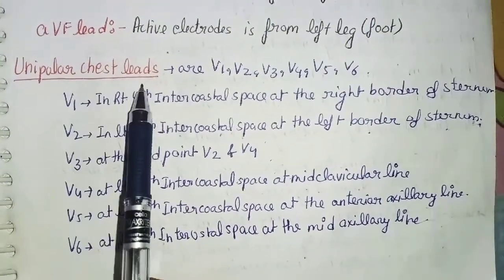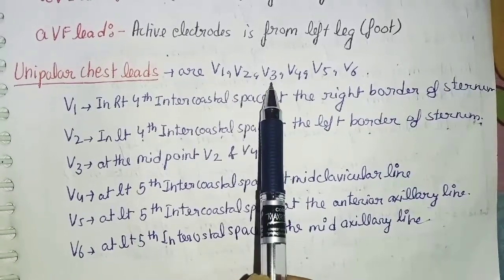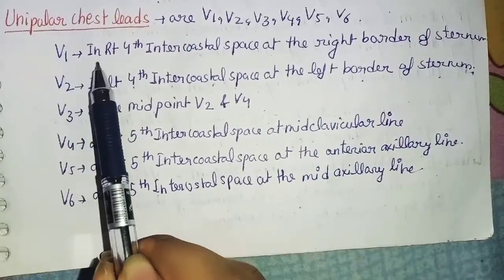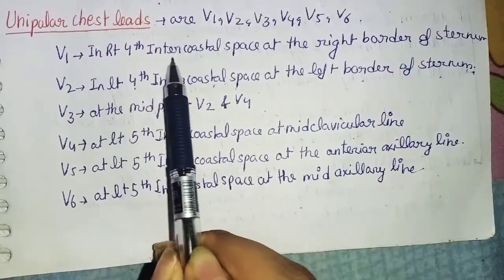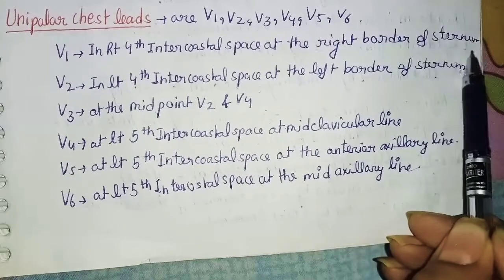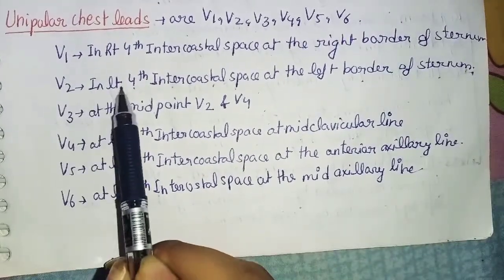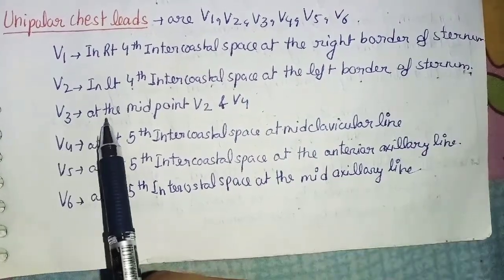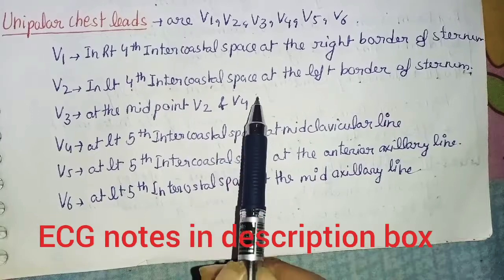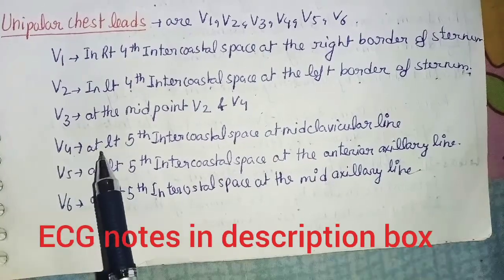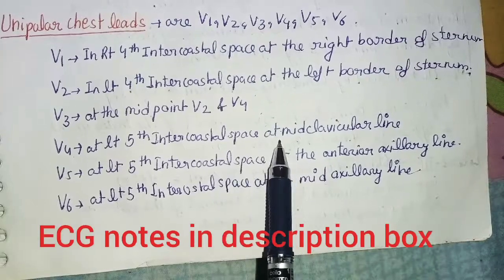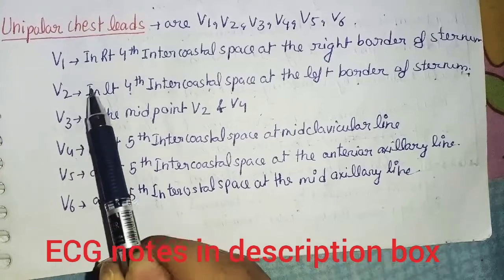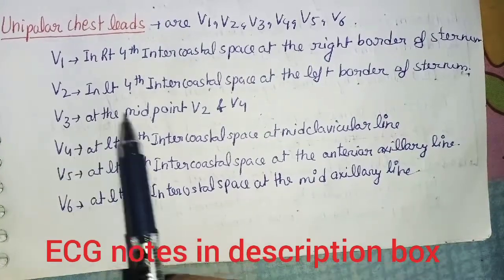Unipolar chest leads are V1, V2, V3, V4, V5, V6. V1 is placed in the right fourth intercostal space at the right border of the sternum. V2 in the left fourth intercostal space at the left border of the sternum. V3 at the midpoint of V2 and V4. Now what is V4? V4 is at the left fifth intercostal space at the midclavicular line. So between V4 and V2, V3 is placed at its midpoint.